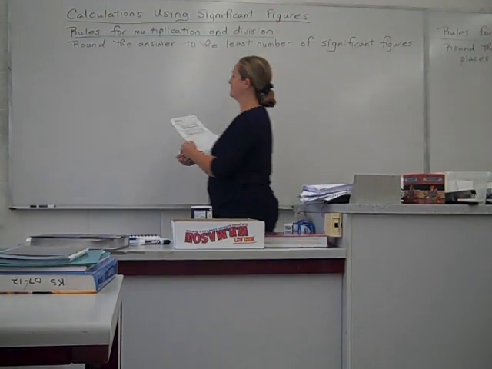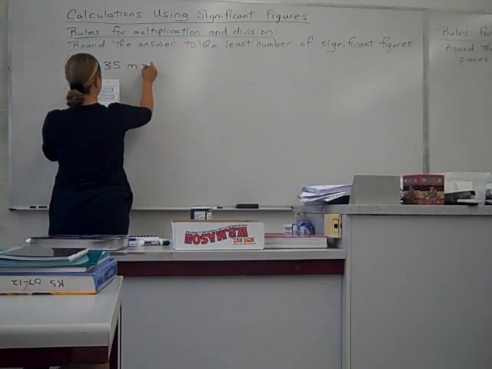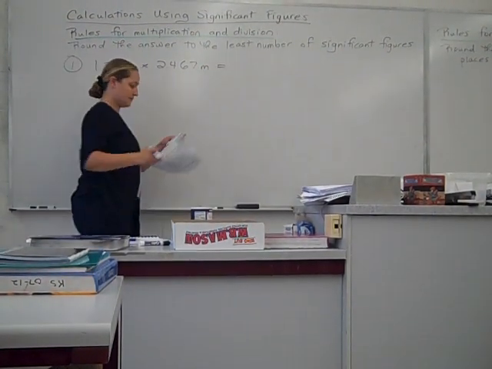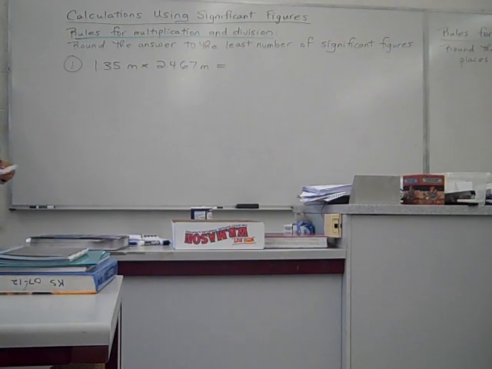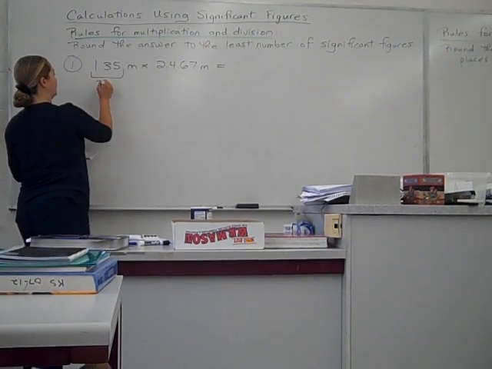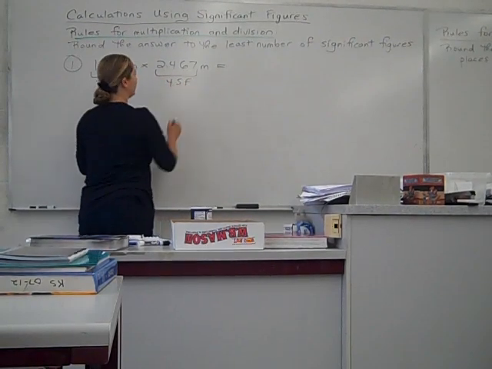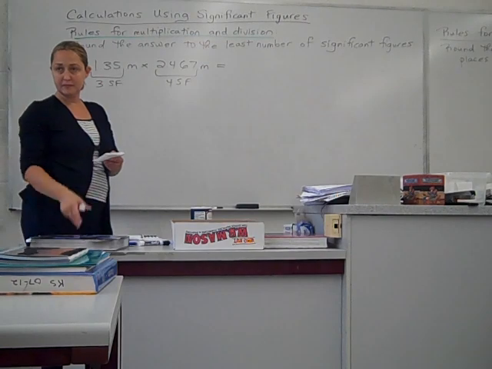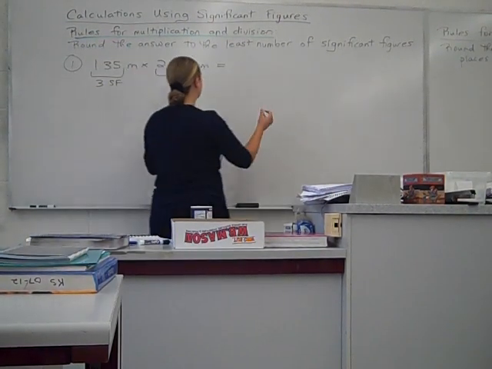All right, number one, we've got... I just want to quickly go over these. Okay, Lindsay, how about the number of significant figures in each of these numbers? There's 3 in the first one and 4 in the second one. Okay. All right, and then our answer should have how many, Ryan? How many significant figures? 3. 3. Okay.